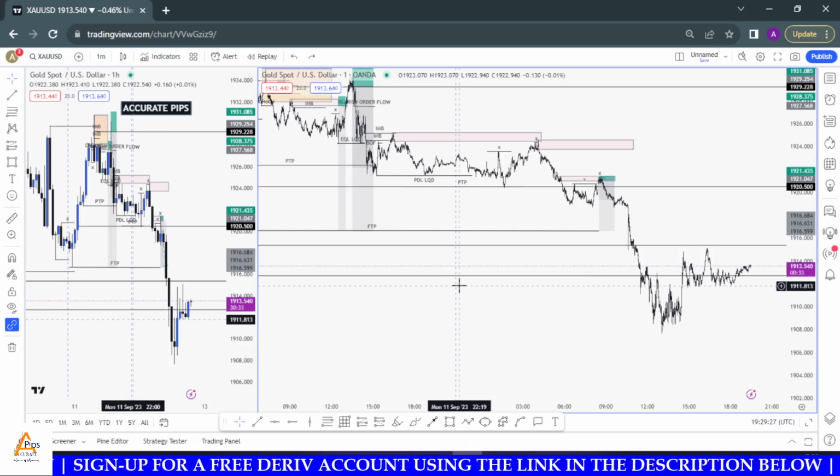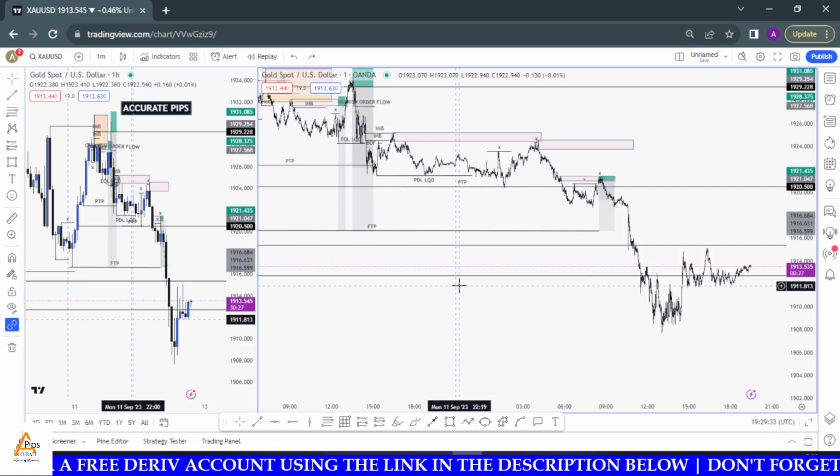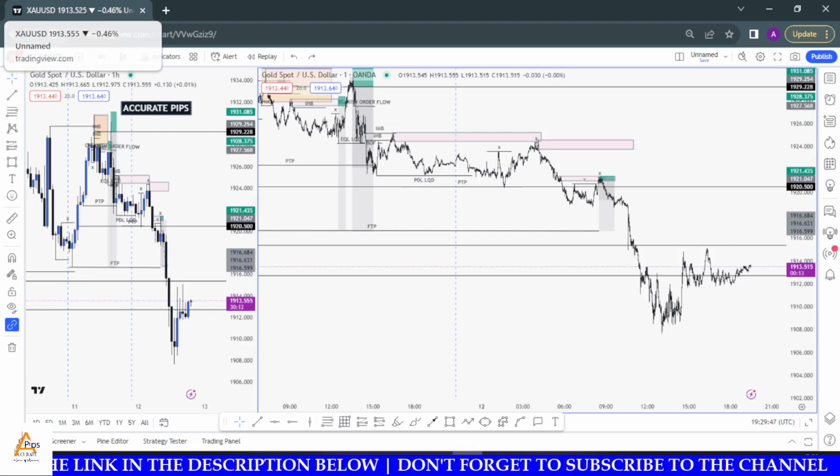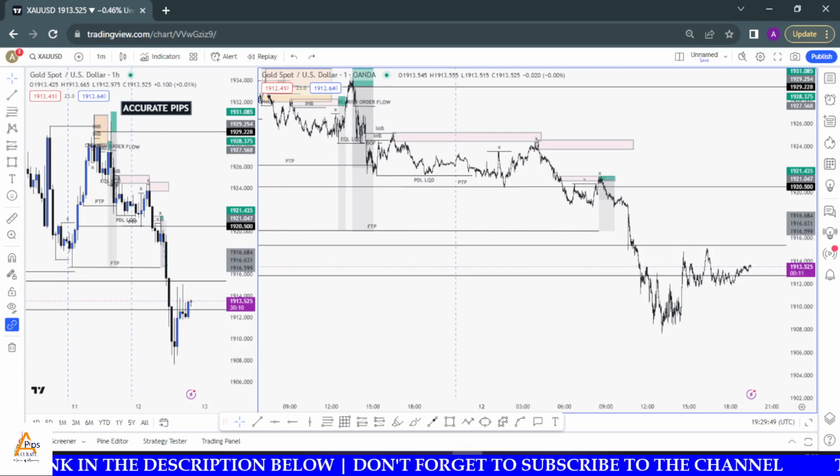Okay guys, very important. I think I've spoken enough of the theory. Now let's get back to our chart. Let's see how these things play out on the chart so that we can understand a few things.